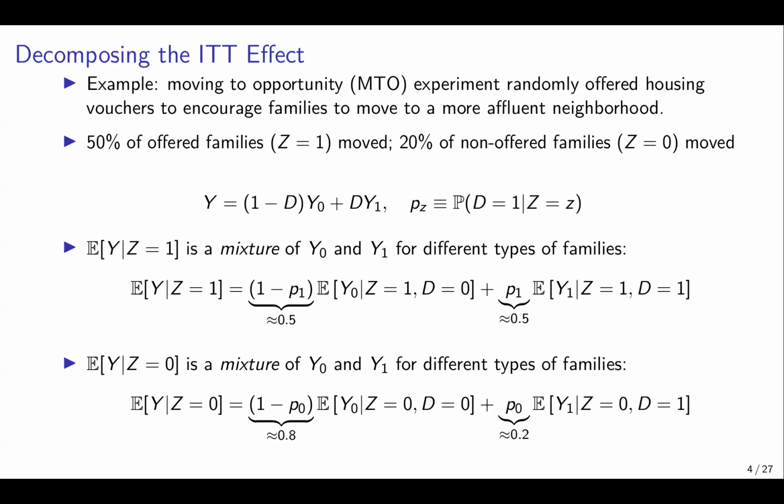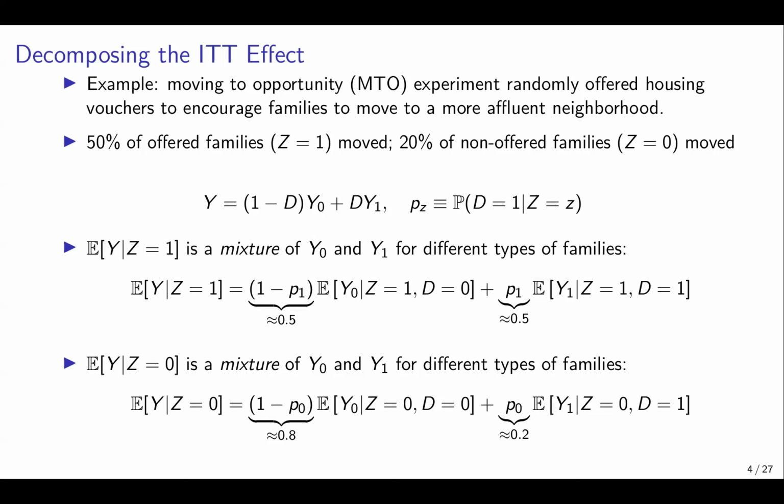So let's take a look at the expected value of y0, given that z is 0 and d is 0. What sorts of families are these? Well, these are the families who, when you don't offer them the voucher, they don't move. So we're computing the average of y0 for a particular type of family. Now let's take a peek at the expected value of y1, given that z is 0 and d is 1. Here we're computing the expected value of y1, that's the treated potential outcome, for the kind of families who, when you don't offer them the voucher, they move anyway. So those are really eager families.